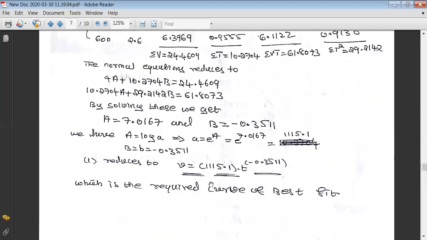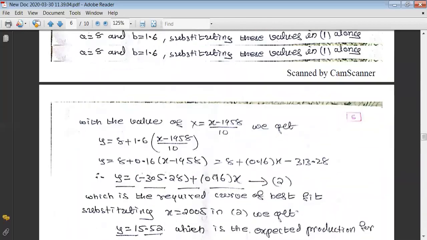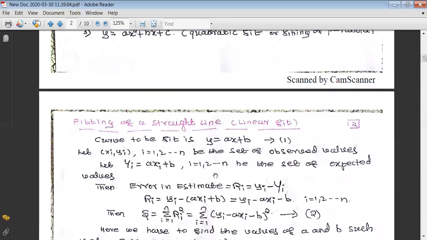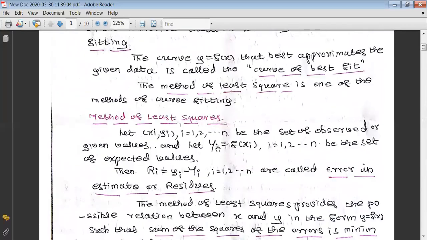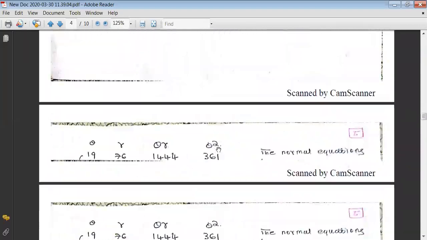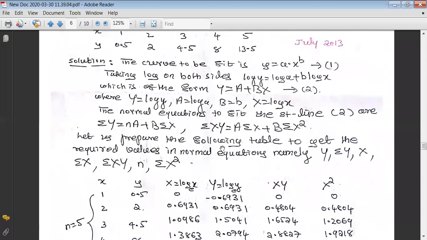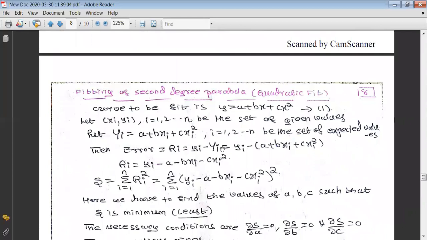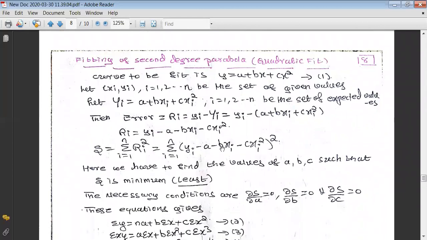And this is all about the discussion of how to fit a straight line as well as how to fit a geometric curve. Now we are left with one more curve, which is known as fitting of a second degree parabola, or fitting of a quadratic equation. Suppose you want to fit a second degree parabola, say y equal to a plus bx plus cx square, let us take it as equation 1.